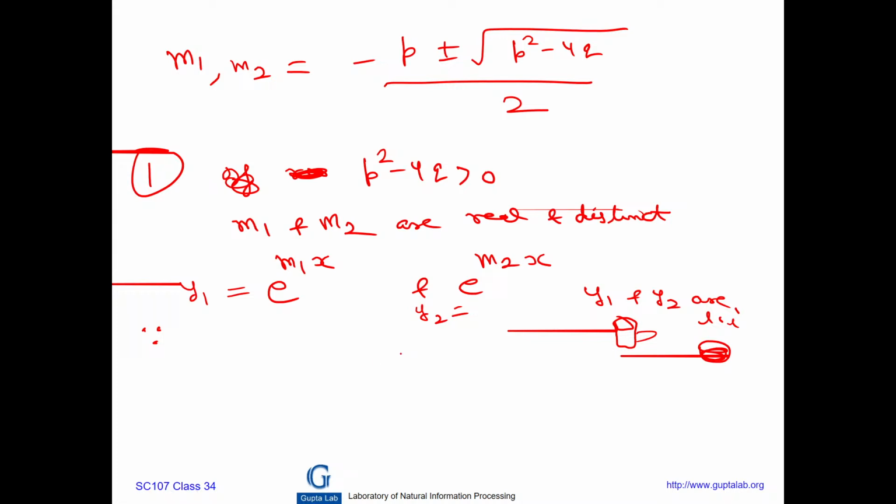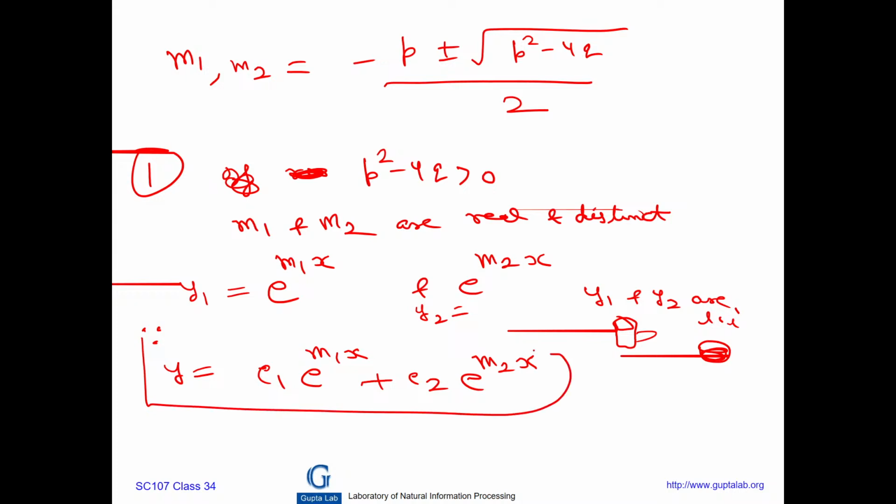So they are linearly independent, right. So general solution is c1 times e raised to power m1x plus c2 times e raised to power m2x, right, for two constants c1 and c2. Done. So ये तो केस बहुत आसान है.